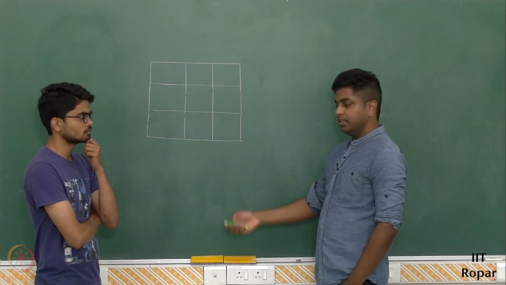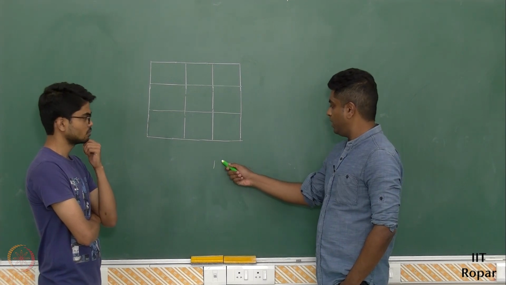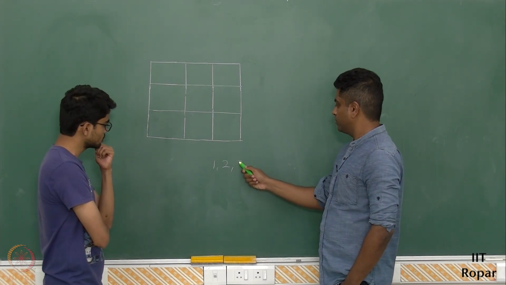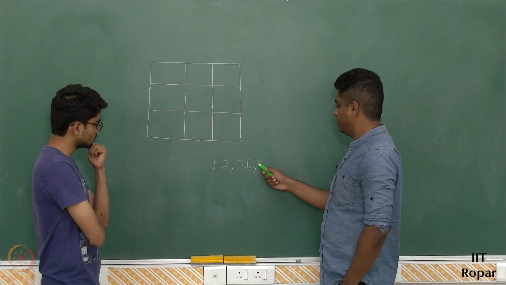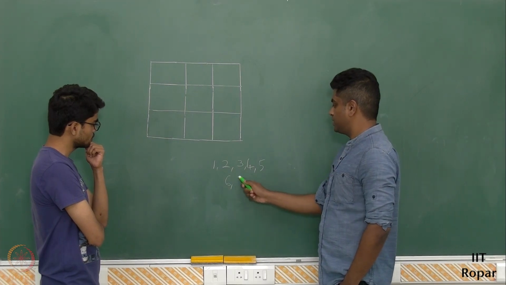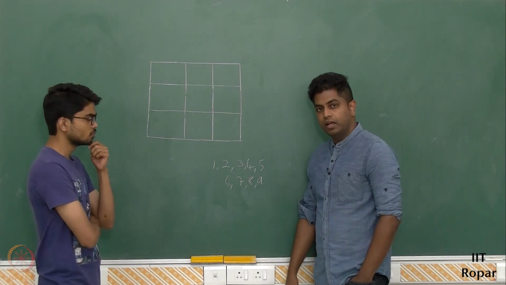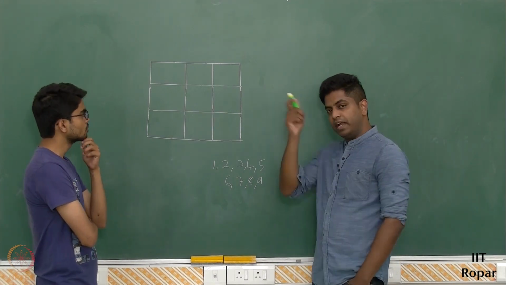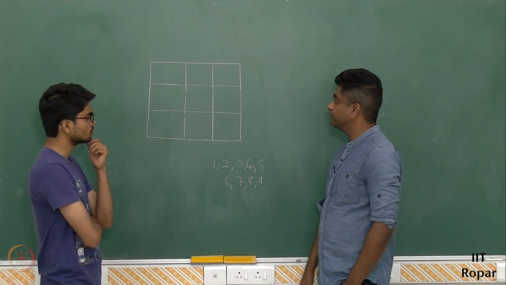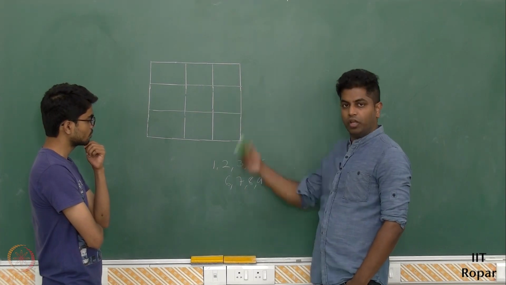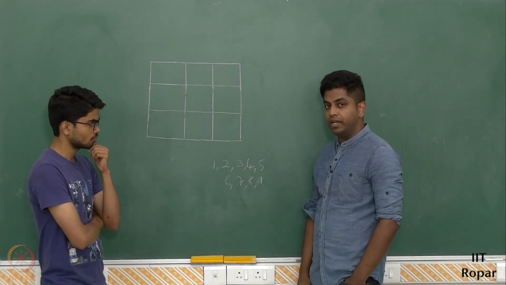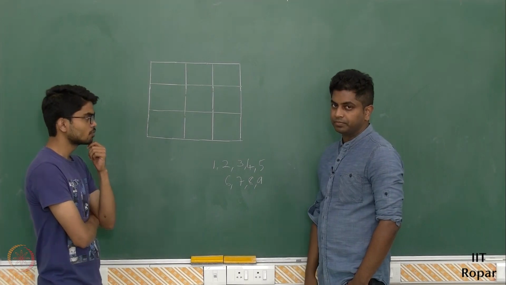Can you plug in the 9 numbers 1, 2, 3, 4, 5, 6, 7, 8 and 9 here so that each side adds up to the same number, and each row and column, everything, whichever way you add, should add up to the same number.